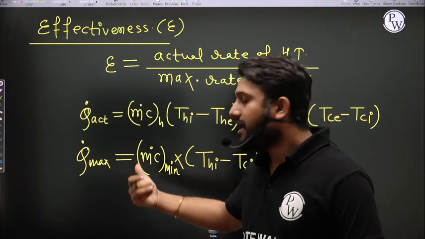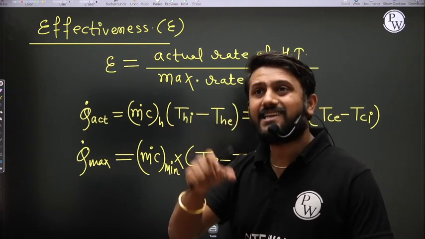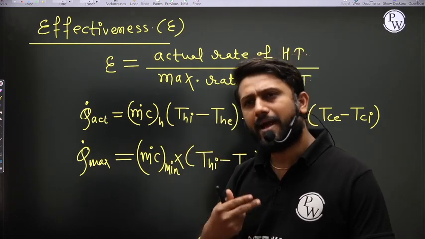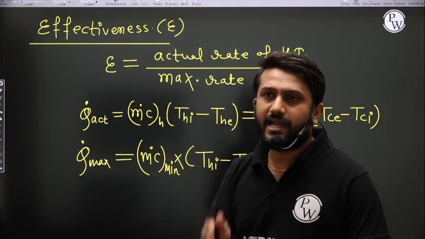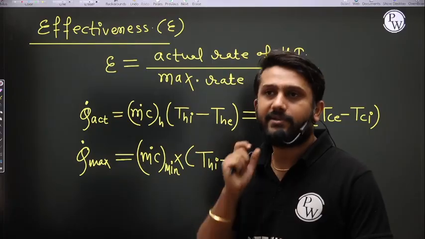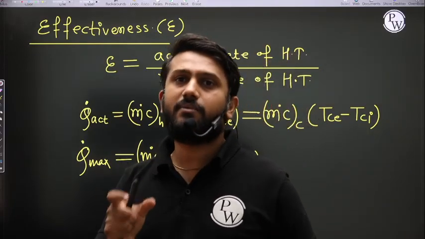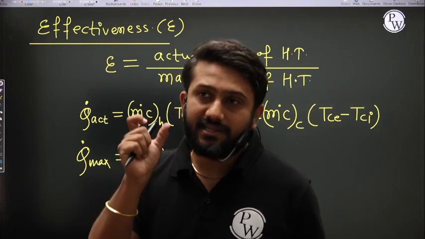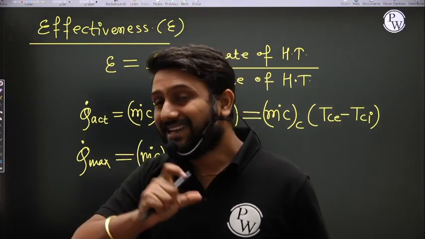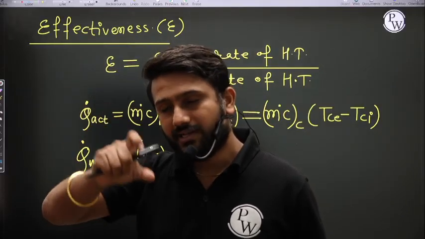And here I want a maximum rate of heat transfer. That means I want very little heat energy to be stored, and the maximum amount of heat energy to be transferred. So for that I want a minimum heat capacity rate. If the minimum heat capacity rate is there, then the heat energy transferred is more and the heat stored is less.